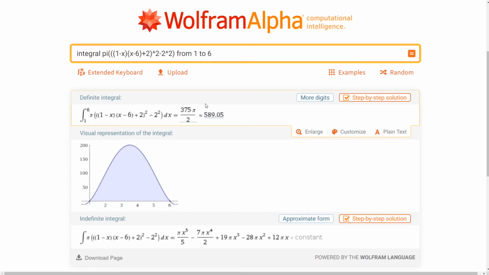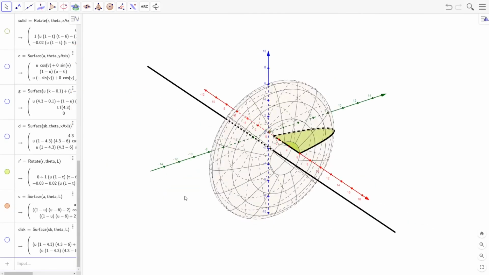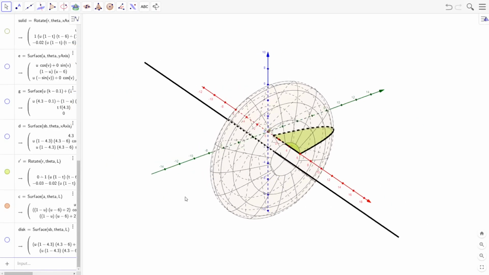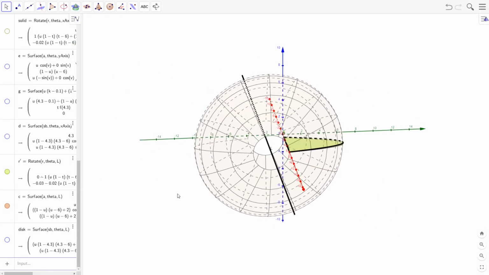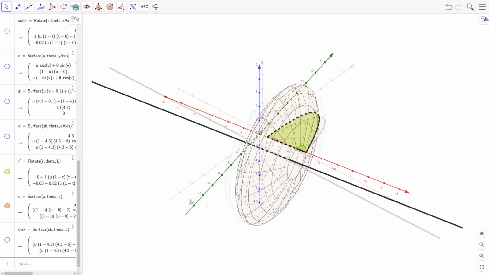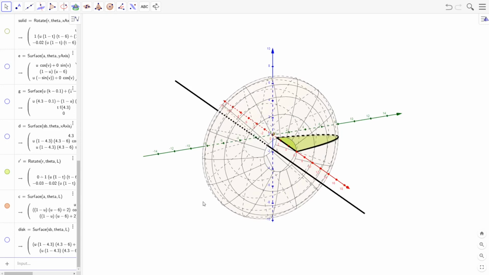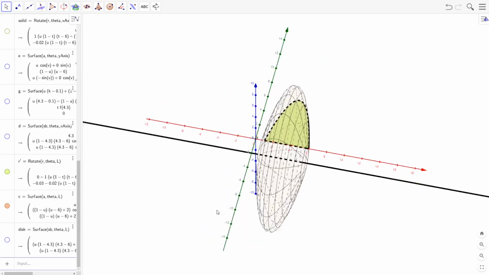We can work out this integral by hand. It's merely a polynomial, although a rather complicated one. Or we can use technology to find that the exact answer is 375 pi over 2, which is approximately 589.05. The volume of this solid is approximately 589, which is substantially bigger than the volume of our previous solid, which was about 327.